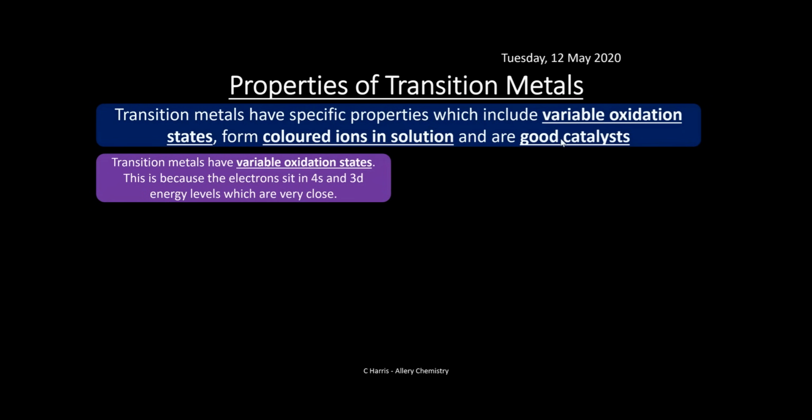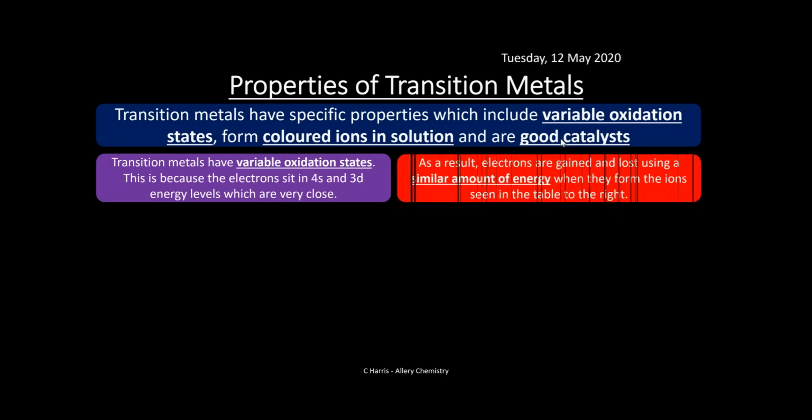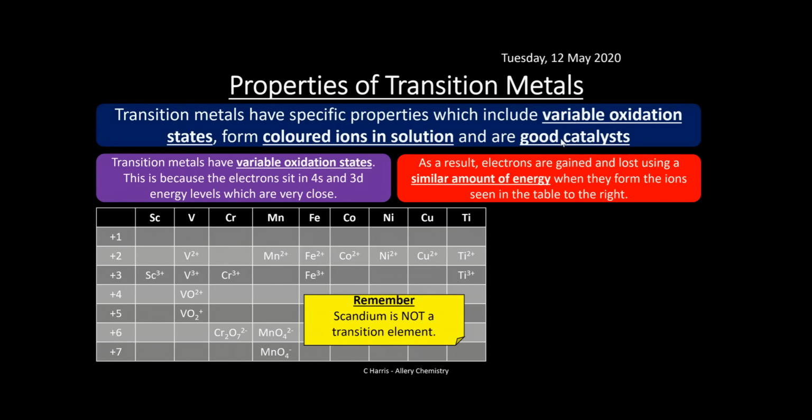So transition metals have variable oxidation states because the electrons sit in the 4s and 3d orbitals, and these energy levels are actually quite close, and we've seen that in the previous slide where we looked at the electron configuration of some of the transition metals. So as a result, the electrons are gained and lost using a similar amount of energy, so there's not really a massive difference there. And so when they form ions, obviously we're losing electrons, we're forming ions, they actually have various different colours. And we'll look at the colours in a moment.